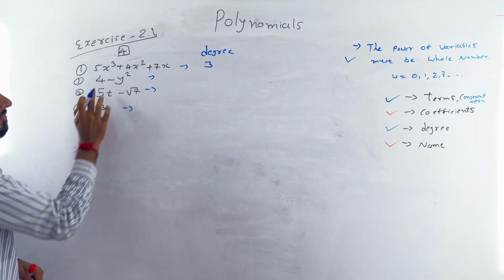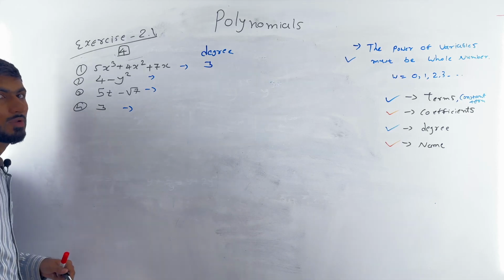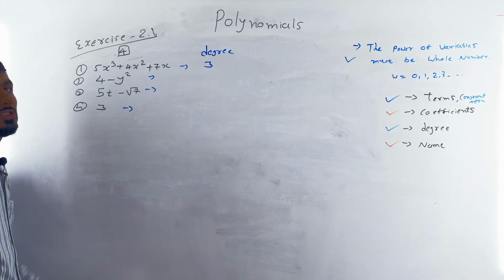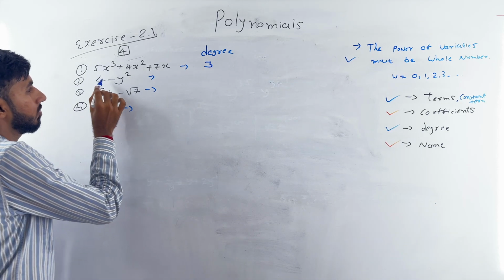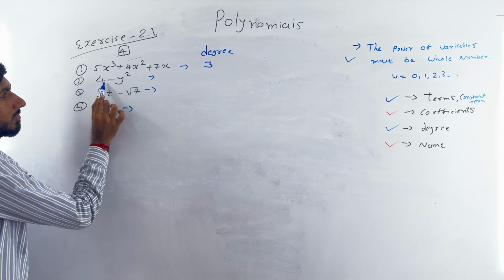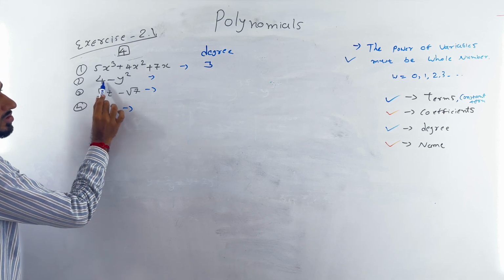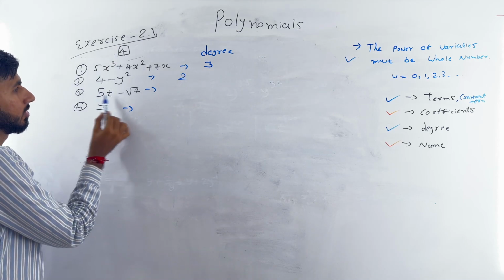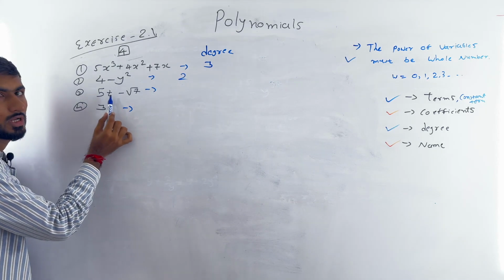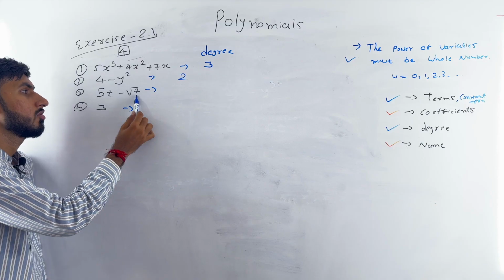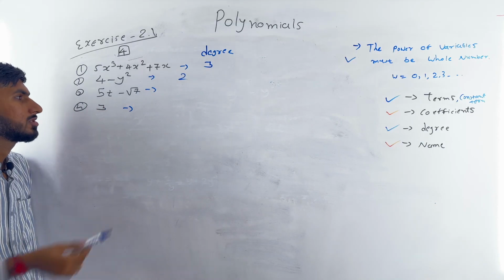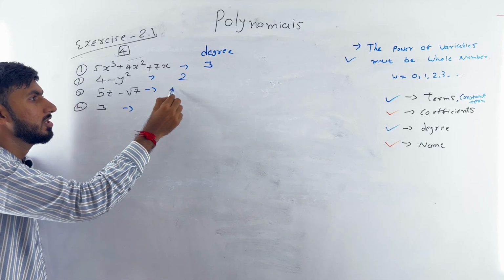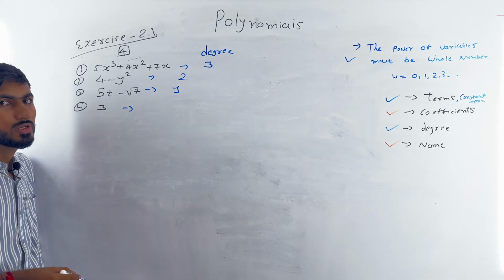Now for this polynomial, 4 minus y square, the variable is y, and the maximum power of y is 2, right? Here I don't have any y, so I can say the power of y for this term is 0, and for this it is 2, so my answer will be 2. Very easy, right? For this term the power of t is 1. Here I don't have any variable, that means the power of t is 0 in this term, so the maximum power will be 1. So it is a polynomial with degree 1.